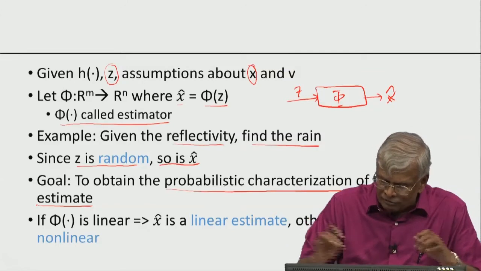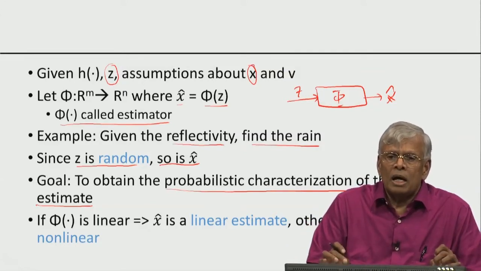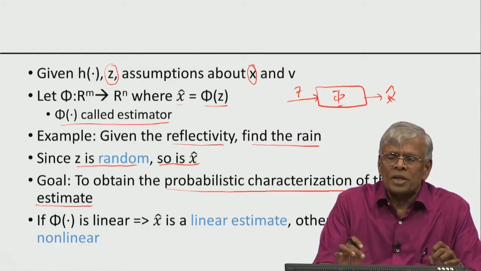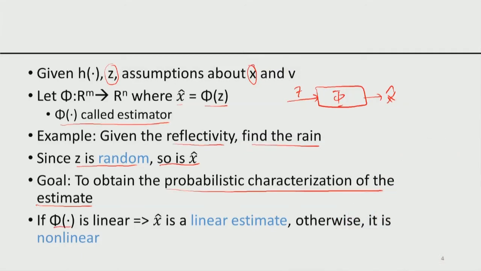The problem of characterizing the properties of x hat is the problem that is associated with statistical estimation. If phi is a linear function of z, then x hat is called a linear estimate, otherwise it is nonlinear. So an estimate can be either linear or nonlinear.